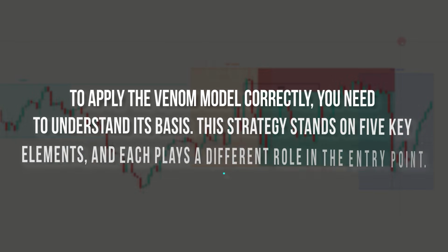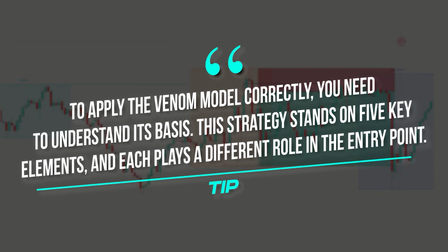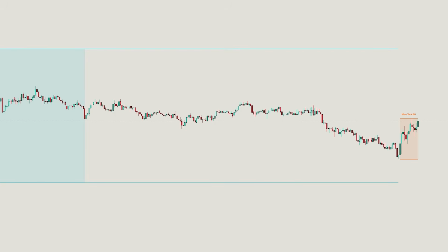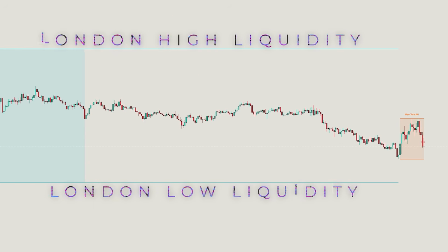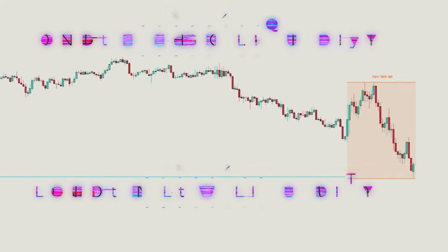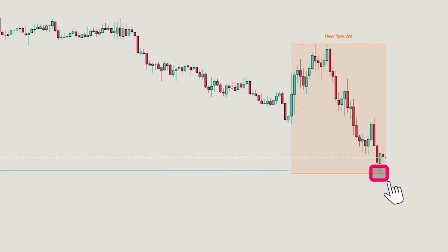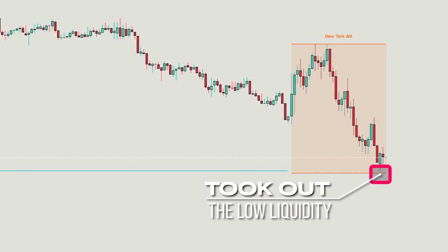To apply the Venom model correctly, you need to understand its basis. This strategy stands on 5 key elements, and each plays a different role in the entry point. It all starts with liquidity. The market always moves to where the stops are concentrated. Venom model teaches you to first find the zones where price is most likely to collect liquidity, previous highs, lows, and order clusters. This is where the first strike will be made.